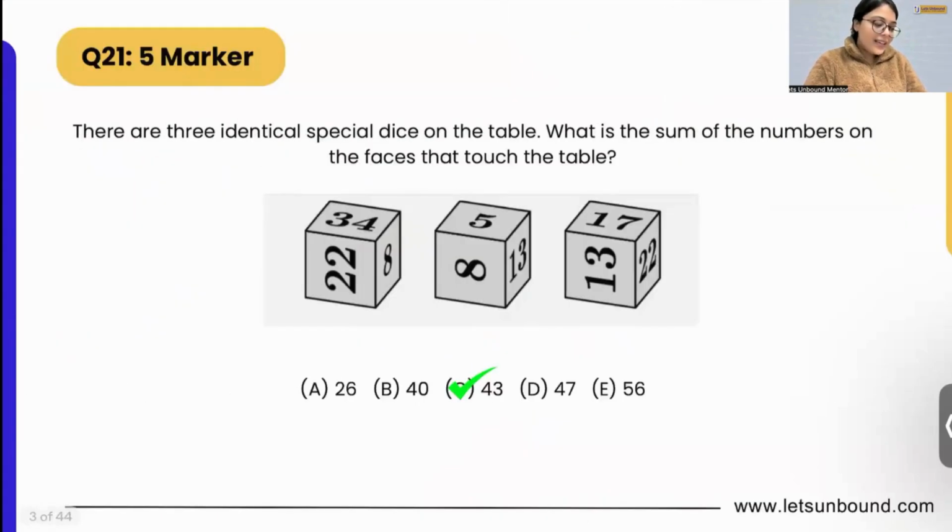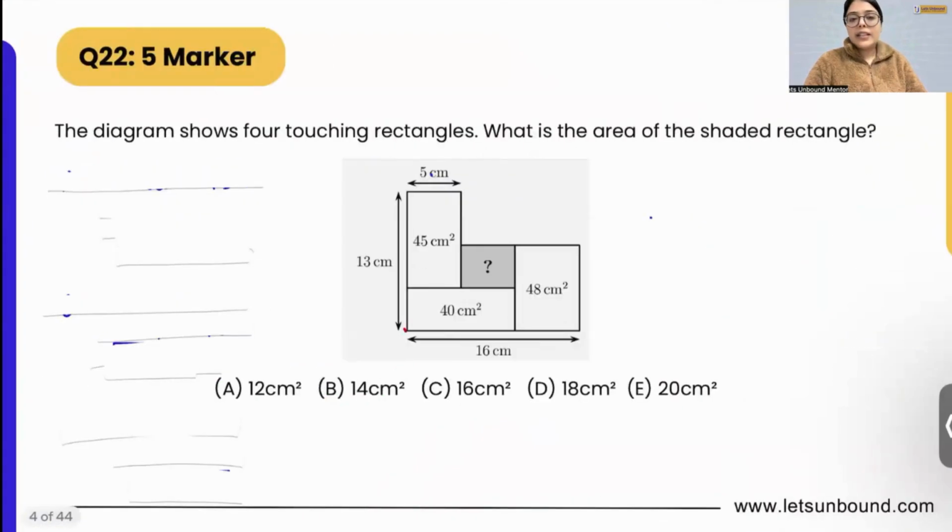You can see it's such an easy question. All we have to focus on is what the question exactly delivers and how we need to look at the logic of the question. Okay, let's move to the next question, that is question 22. The question says the diagram shows 4 touching rectangles. What is the area of the shaded rectangle?